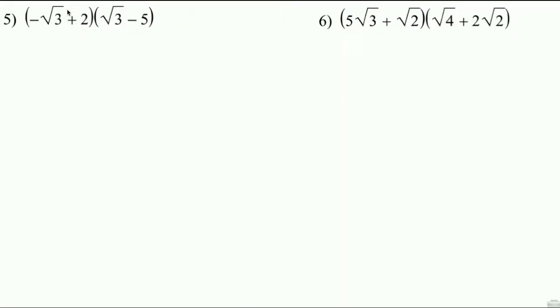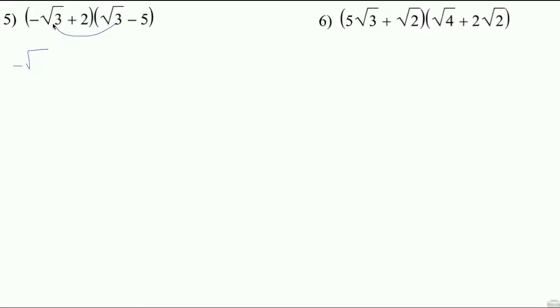More distributive property. We can think of FOIL here, or FOIL is just a special way to remember the distributive property. So we have our first terms multiplied together. Actually, I should mention we can't simplify root 3, so there's nothing to simplify in our square roots to start with. So now we will multiply negative root 3 times root 3, which is negative.